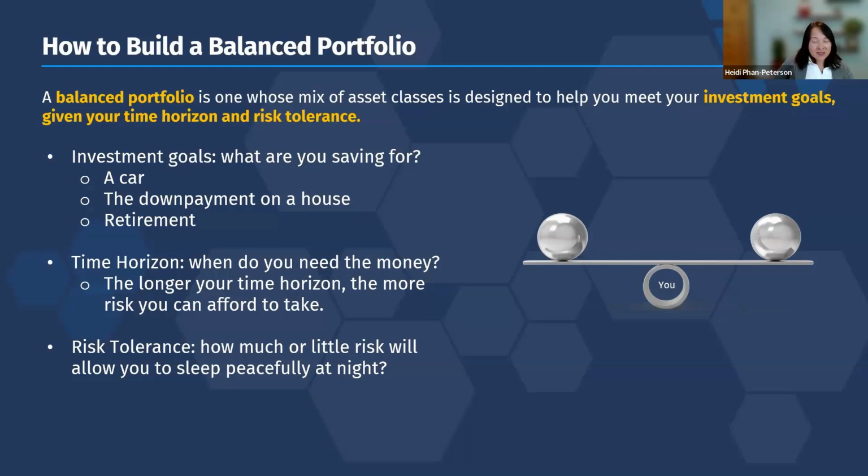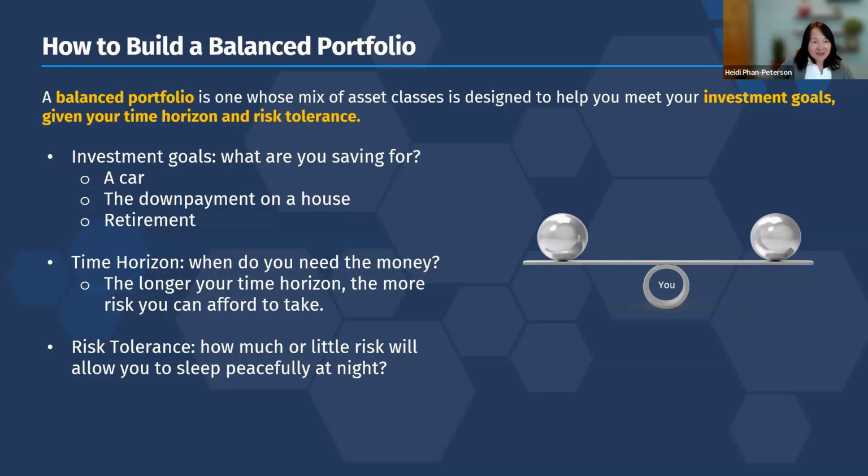So once you've considered all of these factors, your investment goal, your time horizon, and your risk tolerance, then you have the information that you need to compile a portfolio mix that's suited to your needs. And this is where we'll now start talking about a balanced portfolio. It's one that suits your needs and allows you to meet your goals.